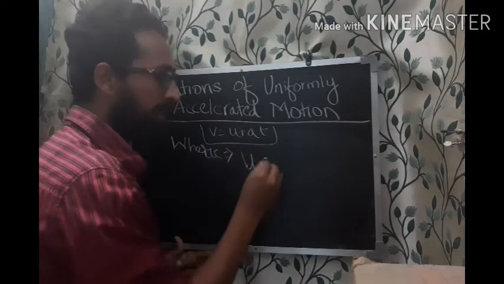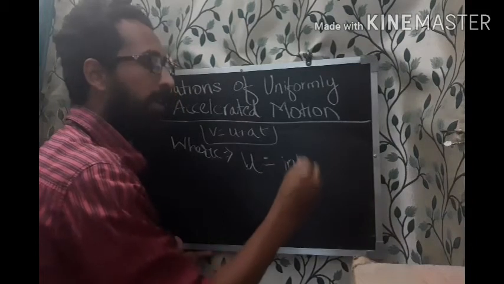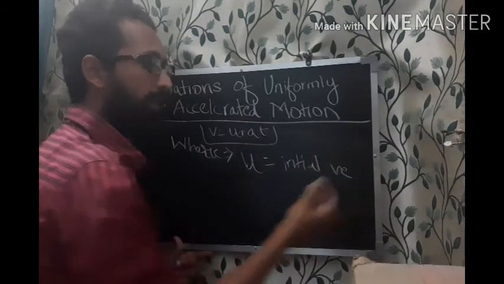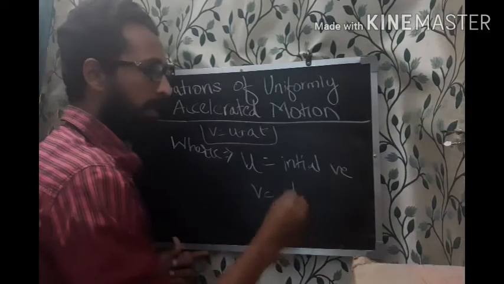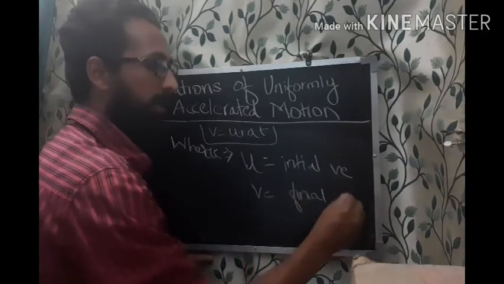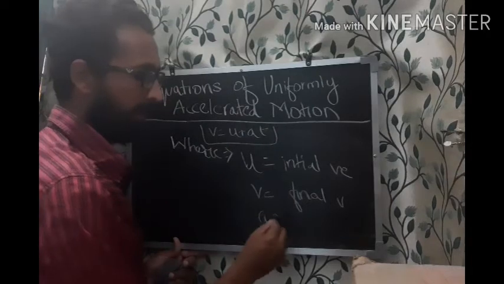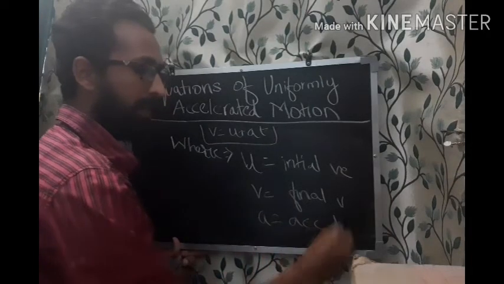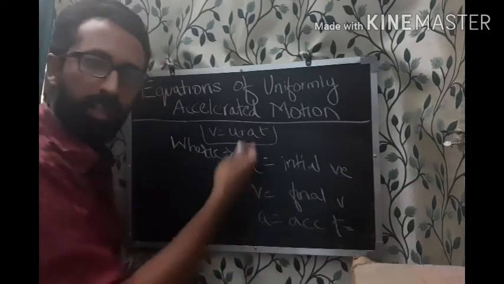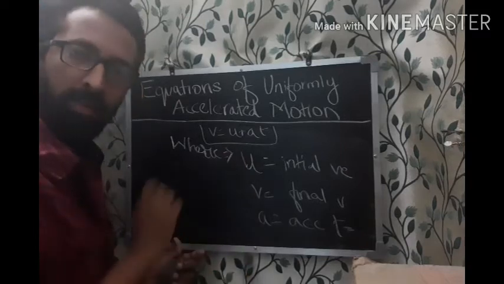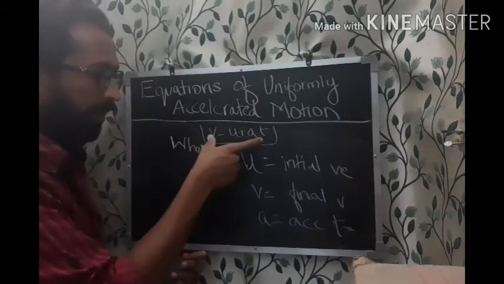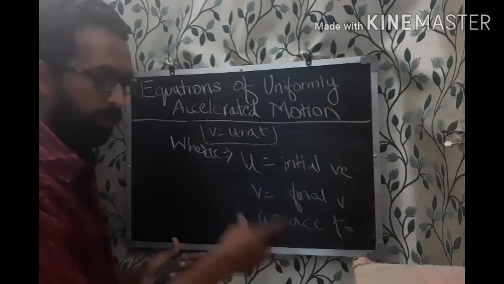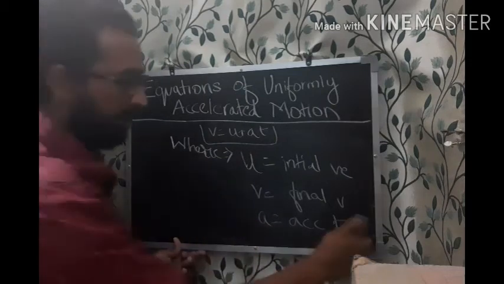u is initial velocity, v is final velocity, a is acceleration and t is time. तो ये चारों चीज़ों को मेंशन करना भी बहुत ज़रूरी है. So after the derivation of the equation, ये चारों को बताना भी इम्पॉर्टेंट है.